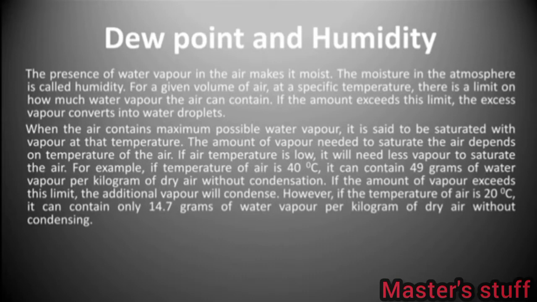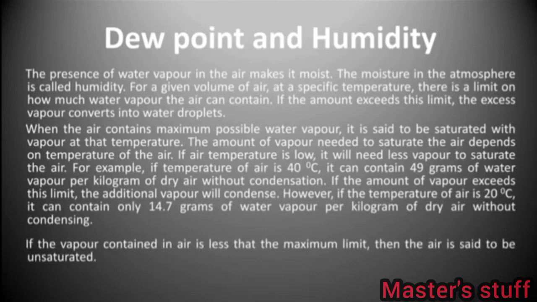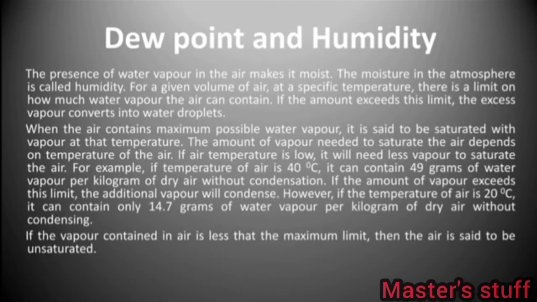However, if the temperature of the air is 20 degrees Celsius, it can contain only 14.7 grams of water vapor per kilogram of dry air without condensing. If the vapor contained in the air is less than the maximum limit, then the air is said to be unsaturated.